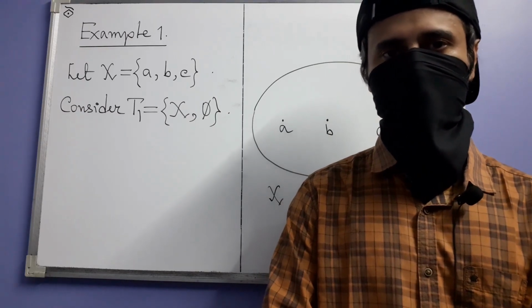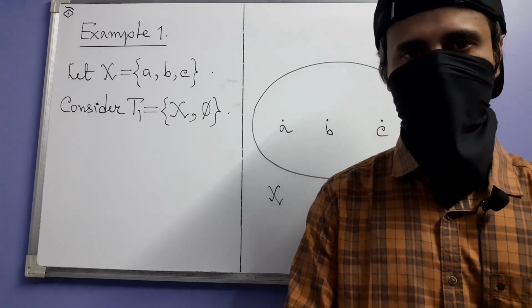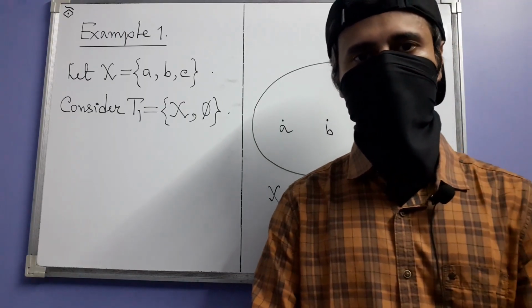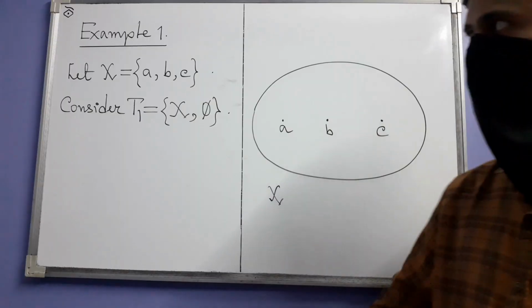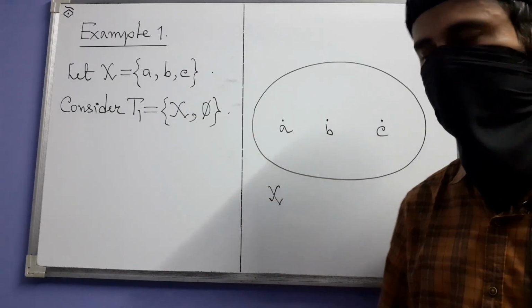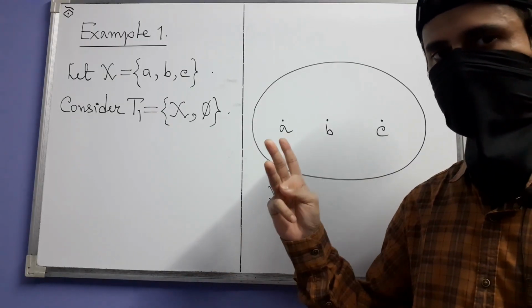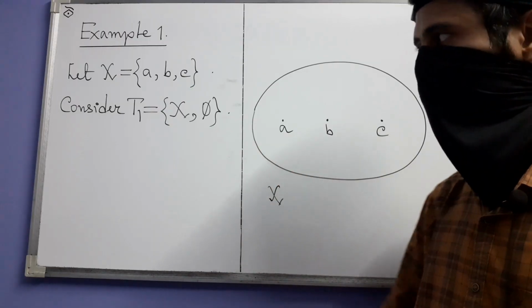So in the previous topology video, we defined a topological space. So the next natural thing to do is to consider some examples. So this is the first one, example 1. And the set we have here is the set X consisting of the 3 objects A, B and C.